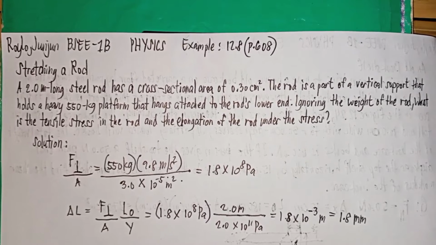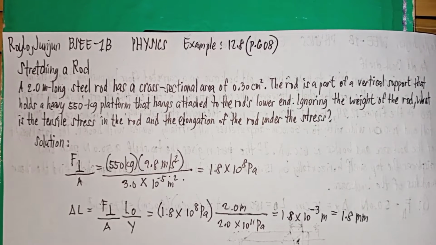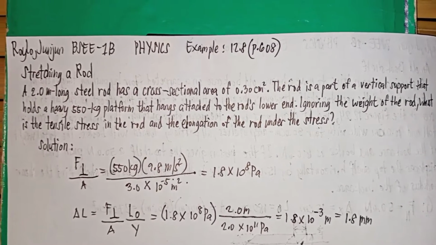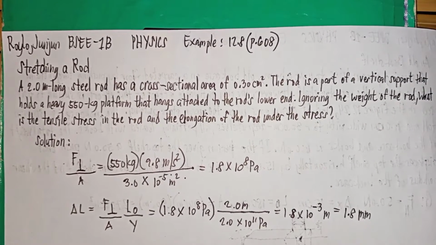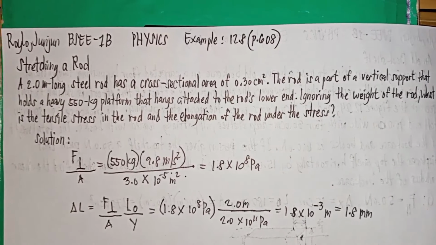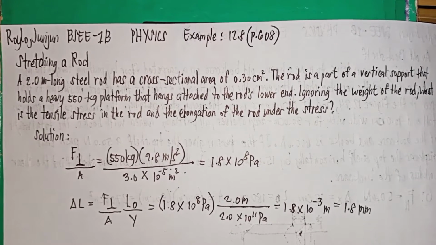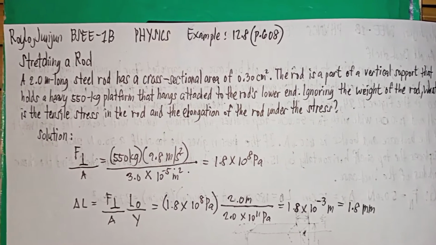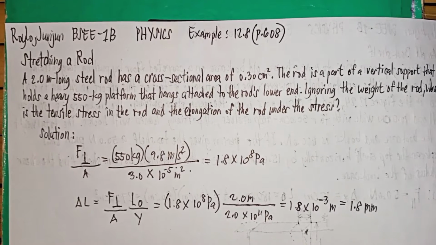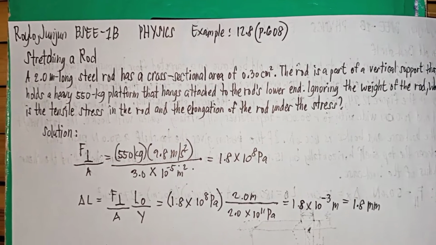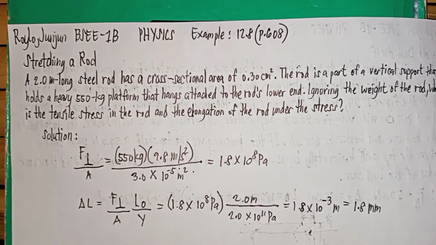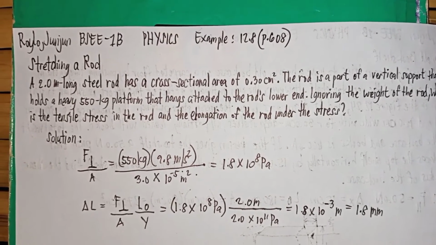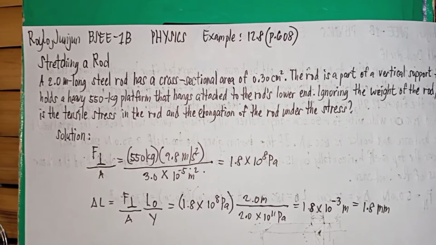Example 12.8, page 608. Stretching a rod. A 2 meters long steel rod has a cross-sectional area of 0.30 cm squared. The rod is a part of a vertical support that holds a heavy 550 kilograms platform that hangs attached to the rod's lower end. Ignoring the weight of the rod, what is the tensile stress in the rod and the elongation of the rod under the stress?